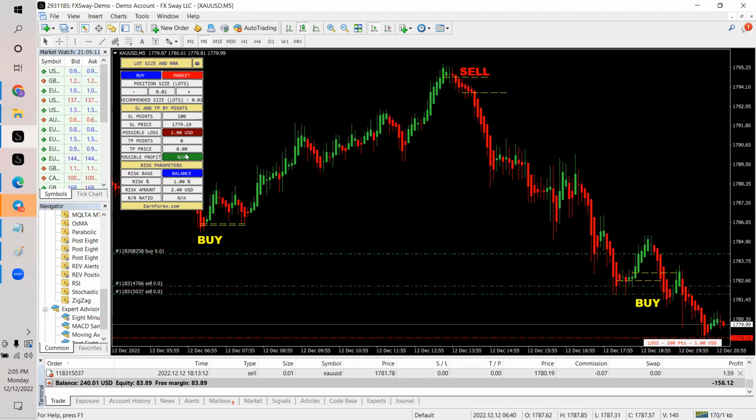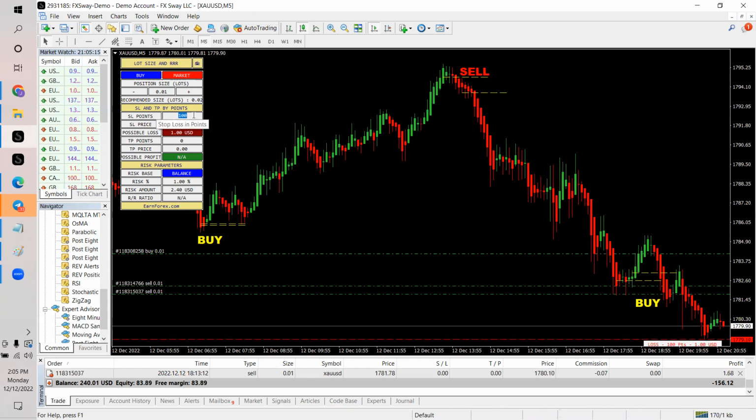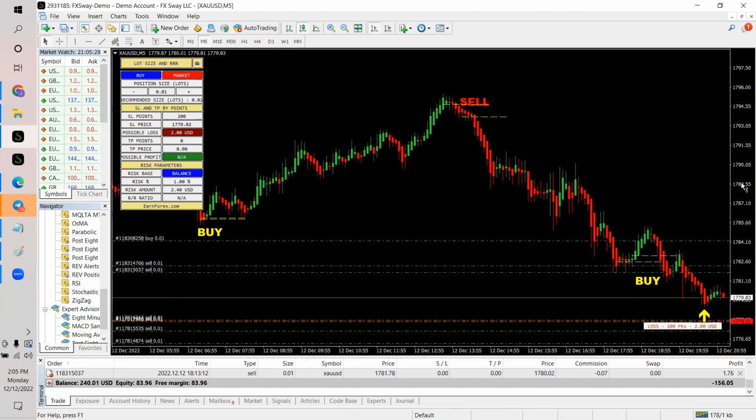So I am going to change this stop loss points right here to a higher point percentage to account for the bigger balance. So let's say I go up to 200. Now that right there, 200 is at 0.01. So that would be a lot better of a stop loss for me. And I can determine what that lot size would be based again on the red dashed line.